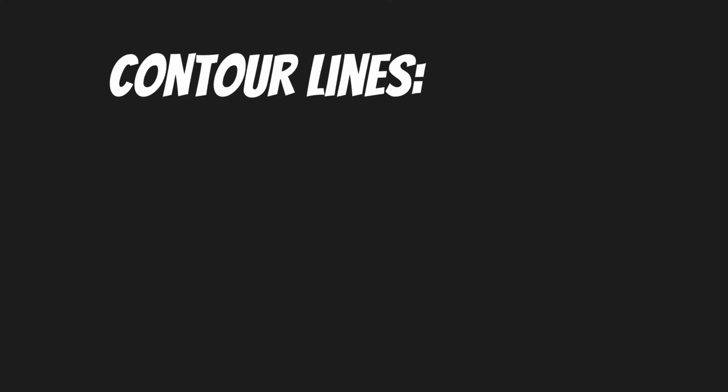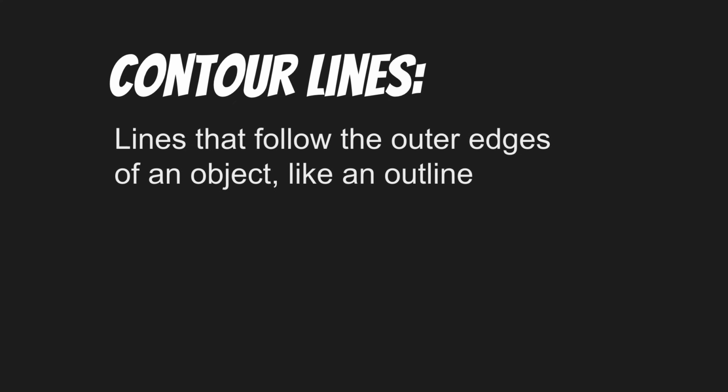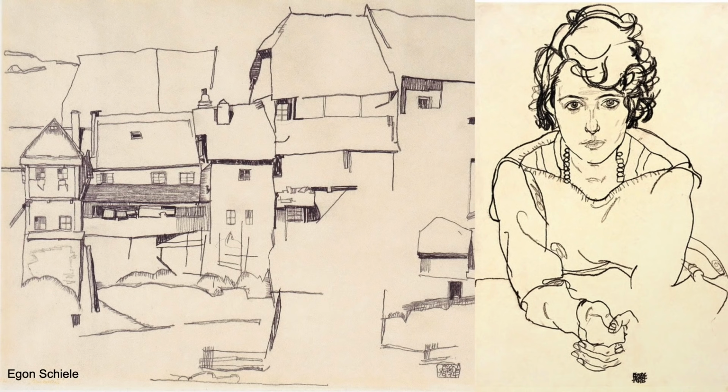Now, contour lines are probably some of the first lines that we draw when we start to learn about art. So contour lines are lines that follow the outer edges of an object. They're kind of like an outline. So when we look at these drawings by Egon Schiele, he uses contour lines a lot in his artwork. So we can see how the lines are primarily just following the outer edges of the subjects that he is drawing, whether it's buildings or people.